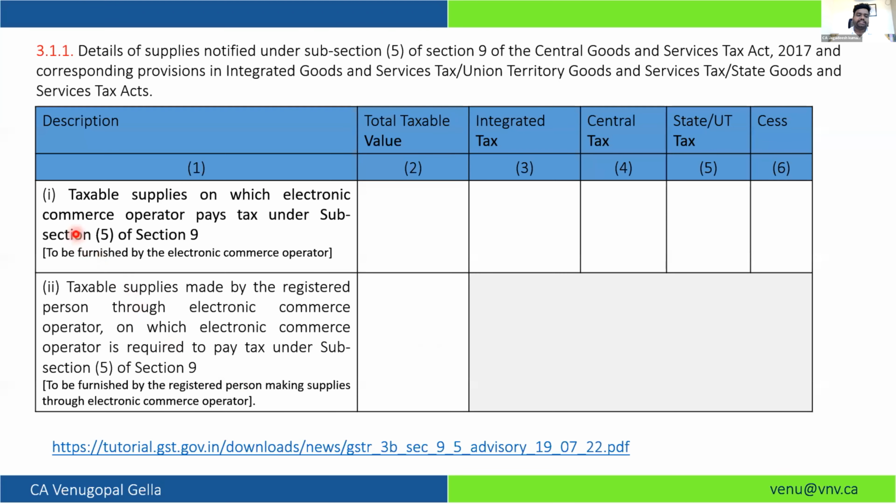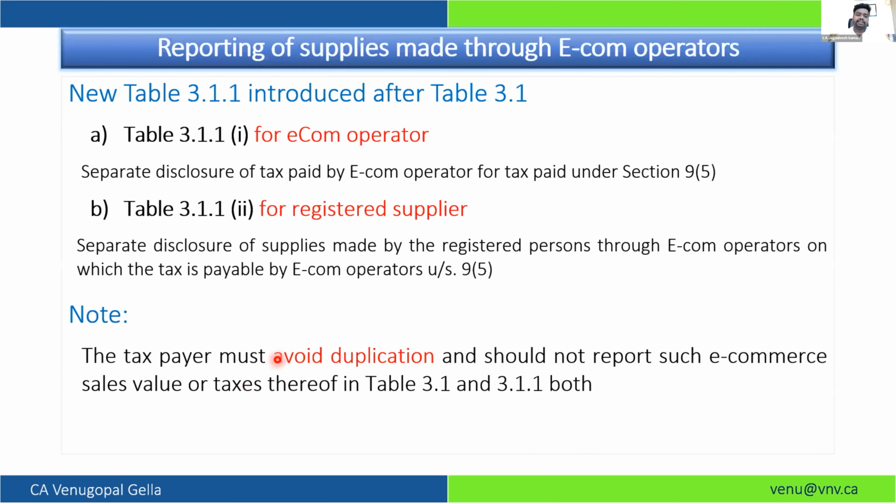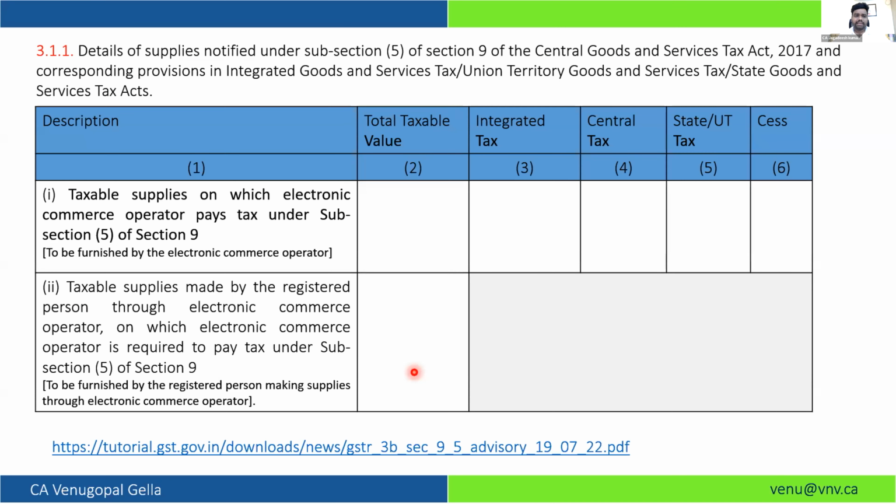So this is for the e-commerce operator, and this is for the actual supplier who is making supplies through the e-commerce operator. Note that the supplies which are required to be reported in table 3.1.1 are not required to be reported in table 3.1. You ensure this before filing. Don't ever duplicate the reporting of these supplies. This is the change with respect to table 3.1.1.